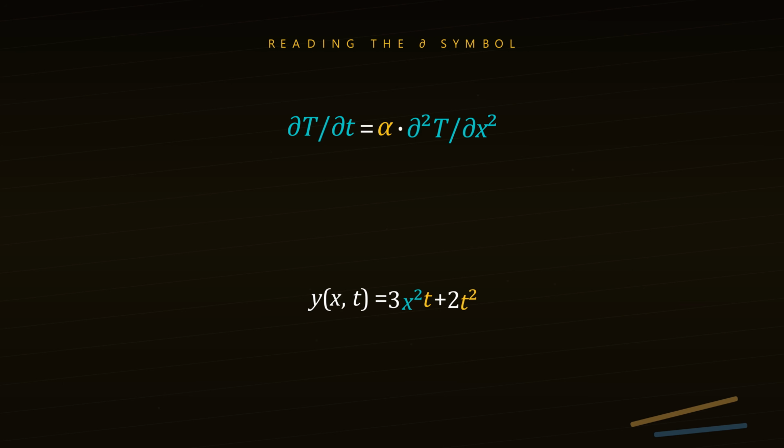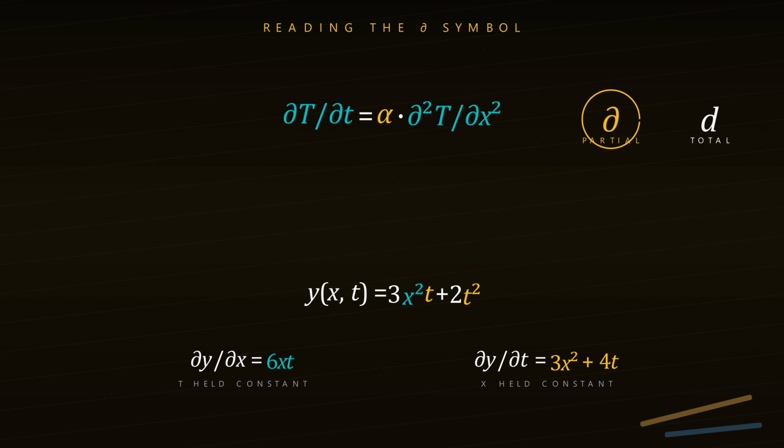To see how partial derivatives work, take y of x and t equals 3x squared t plus 2t squared. The partial derivative with respect to x, treating t as a constant, is 6xt. The partial derivative with respect to t, treating x as a constant, is 3x squared plus 4t. We write the curly partial symbol to indicate it's a partial derivative, not a total derivative.